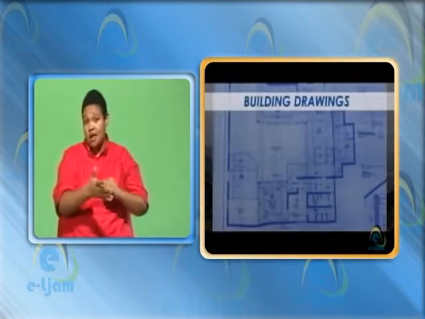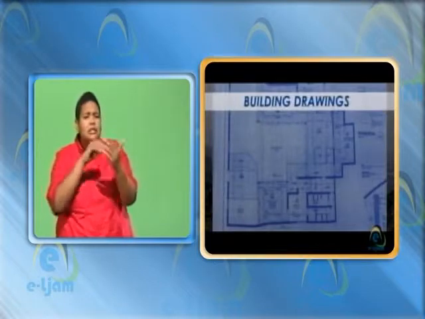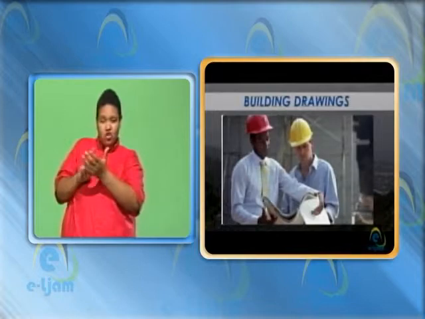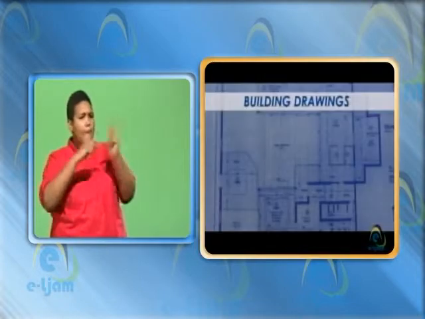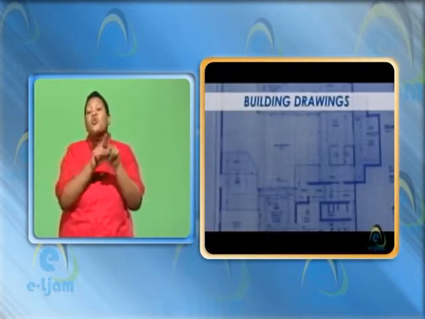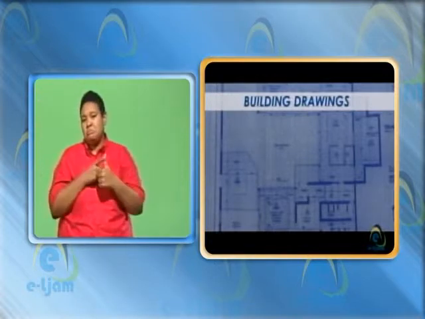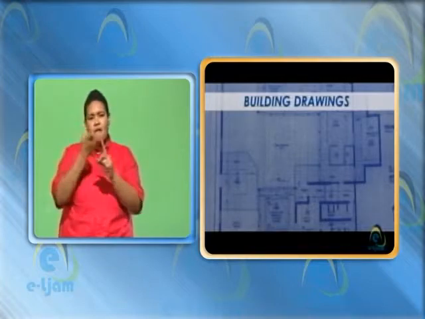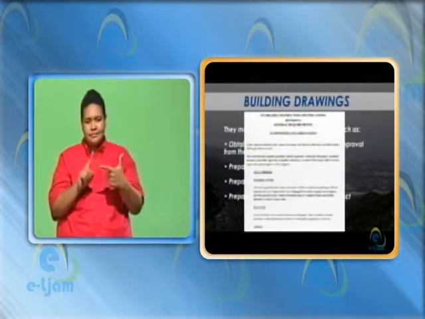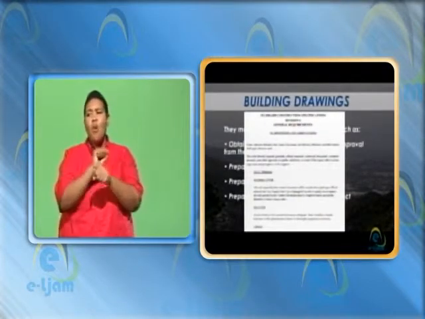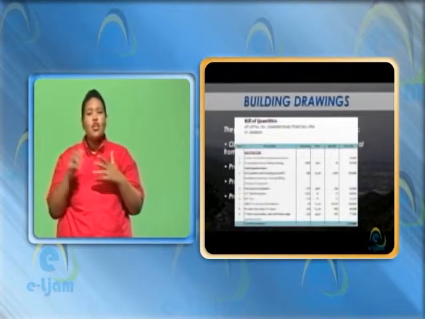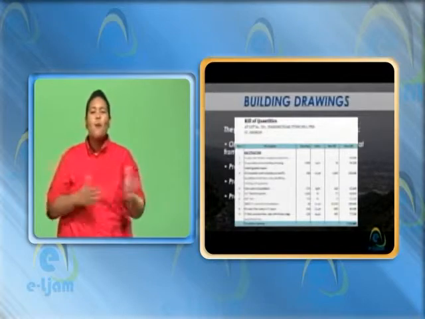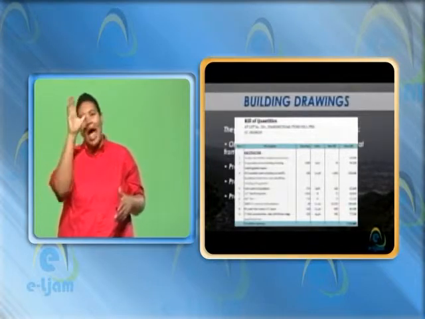The working drawings are the basic documents that are used by the main contractor and subcontractors on site to construct the building. They may also be used for other purposes such as: 1. Obtaining planning and building control approval from the local authority. 2. Preparation of work specification. 3. Preparation of bill of quantities. And 4. Preparation of tender estimate for the project.